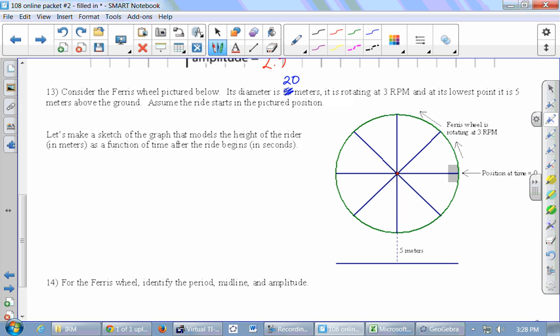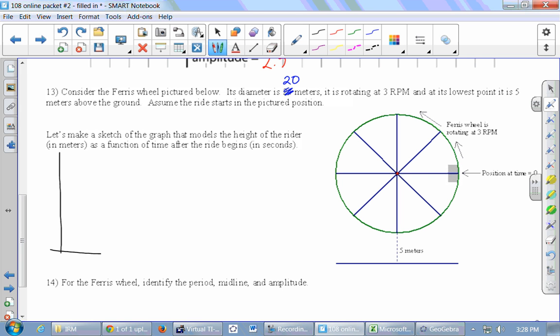That's pretty high. Assume the ride starts in the pictured position. That is right out here. That's at t equals 0. Let's make a sketch of the graph that models the height of the rider in meters as a function of time after the ride begins in seconds.